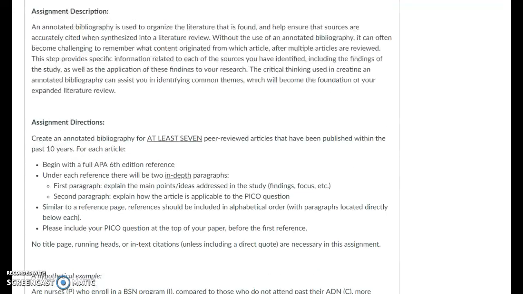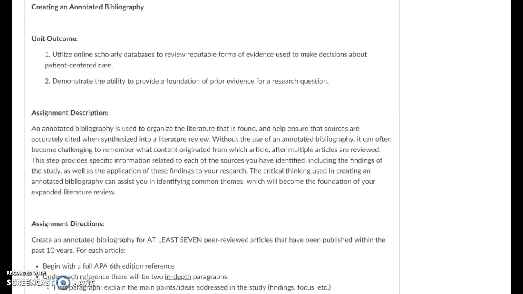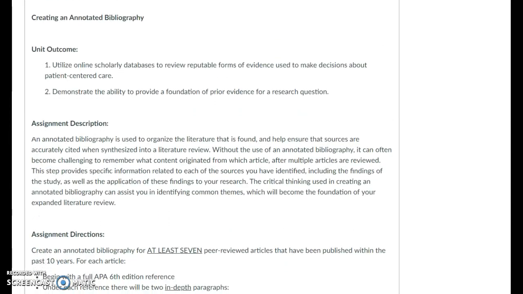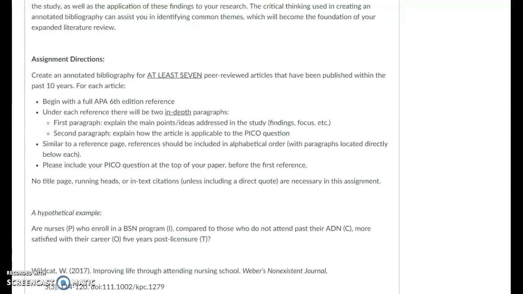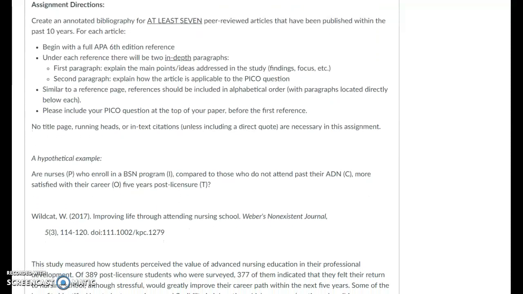An annotated bibliography is kind of like a bibliography for when you find articles in general, except for adding more content information to it. So, again, there's the unit outcomes, the assignment description. When you get into the directions, you're going to be finding, using the EBSCOhost or using specific databases that you have found, at least 7 peer-reviewed articles that have been published within the last 10 years.